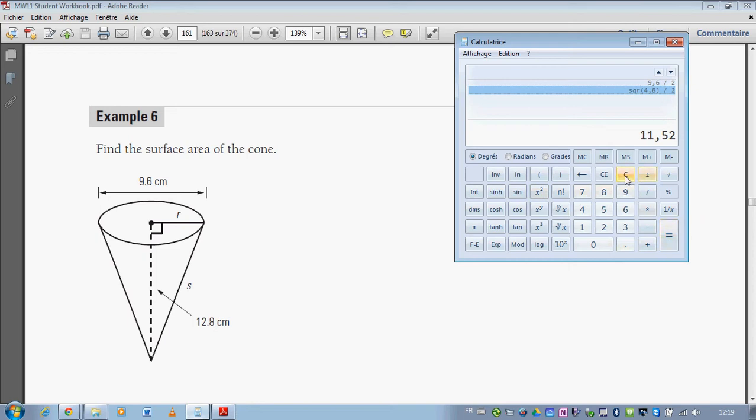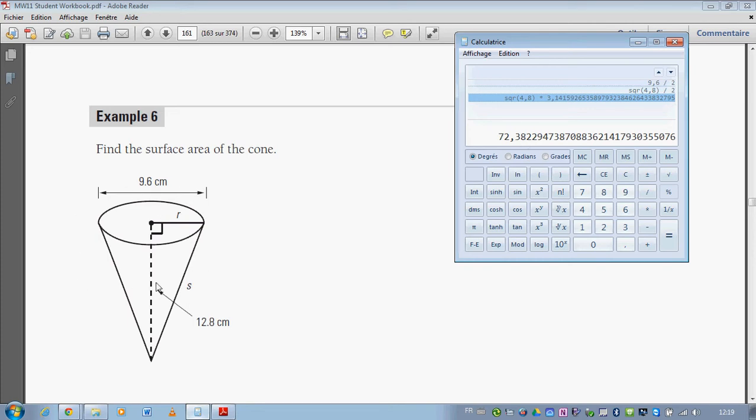Okay, I think there may have been an issue here. Let's try that again. So 4.8 squared is 23.04, and then that times pi, because it's pi r squared. So you get 72.38, and I'm going to jot that value down as well. 72.38 being the area of your circular base.